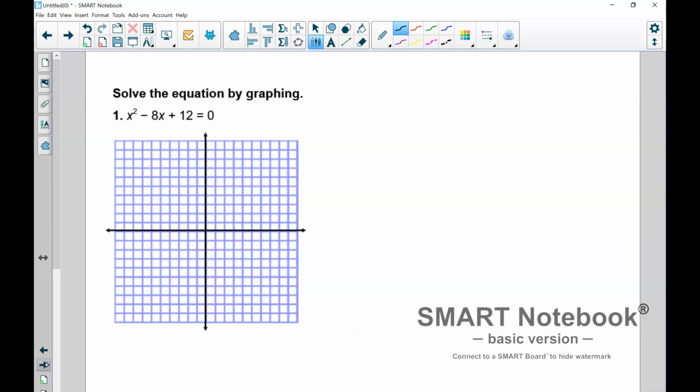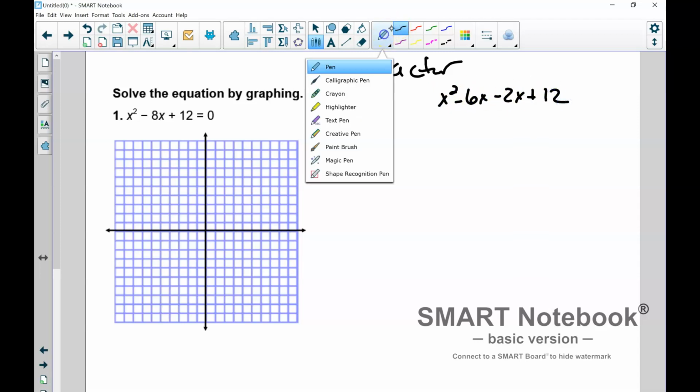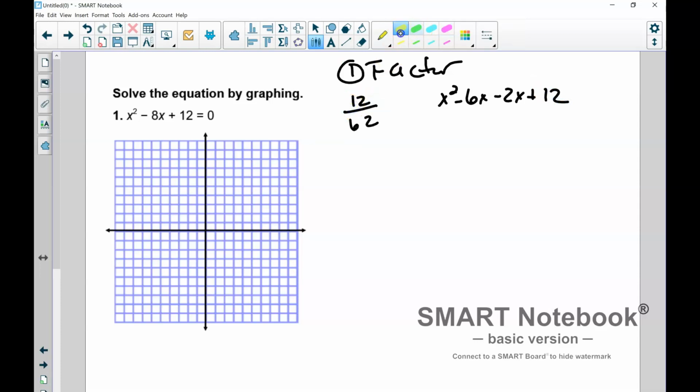Alright, solve by graphing. So again, can I factor this? That's always step 1. Can I factor? If I can, life's a little easier. So I can factor this. I need the factors of 12 that are going to add to give me -8. So that's going to be 6 and 2. So I have x squared minus 6x minus 2x plus 12. I am going to GCF these two, and then GCF these two. So I GCF those, I get x minus 6, then I get x minus 6.